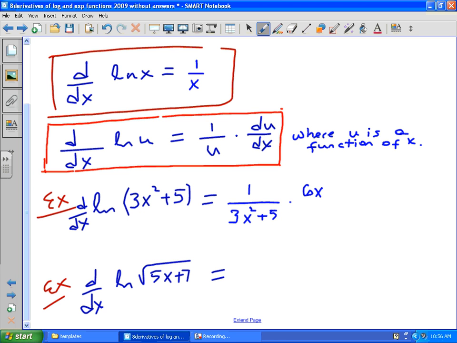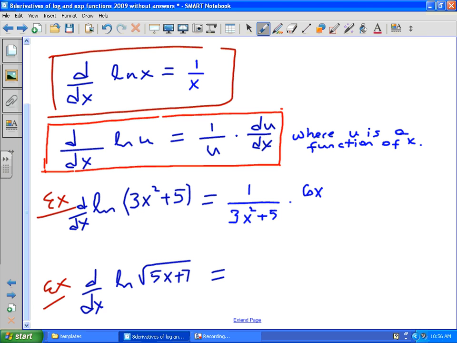All right, could you try this one for me? Derivative of ln of the square root of 5x plus 7. It looks complicated, right? It looks a lot more difficult than the previous one. But we learned how to simplify logarithmic functions today. How would you simplify this? The square root means which power? A half. By property of logs, can you bring the half down? We should be able to.